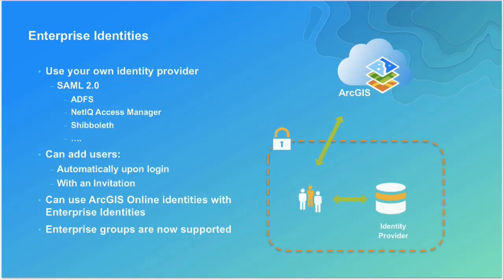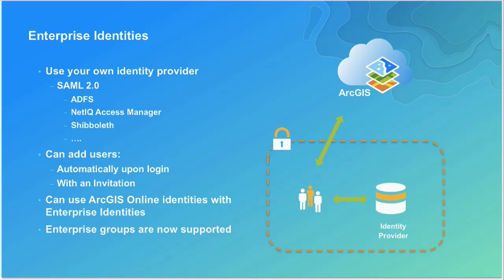So let me quickly talk about this, and then we'll actually see it in action. So with enterprise identities, we support something called SAML. SAML 2.0 is a spec, and that allows us, or allows the organization, to basically set up a trust with their identity system, and when someone tries to log into ArcGIS Online, they get redirected to the identity system within your organization.